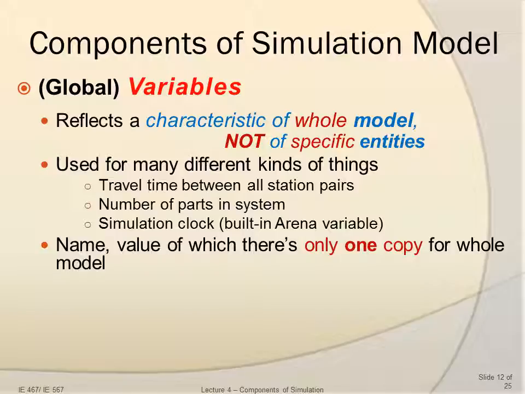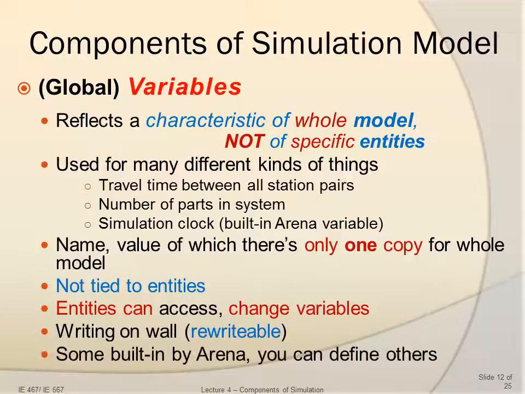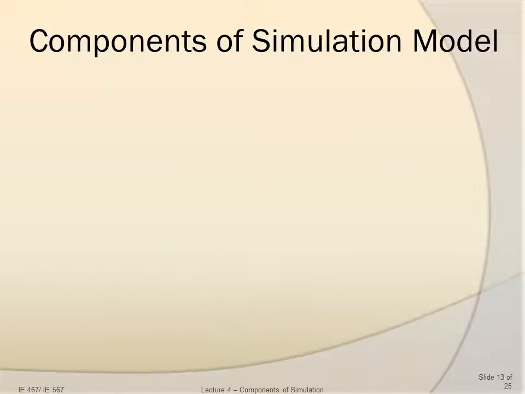So for the whole model there is only one copy of each variable, but we might have multiple attributes and they correspond to the entities, right? Realizations of different entities. So variables are not tied to entities, unlike attributes. Entities can access and change variables. They are rewritable, some built in by Arena, and you can define others.